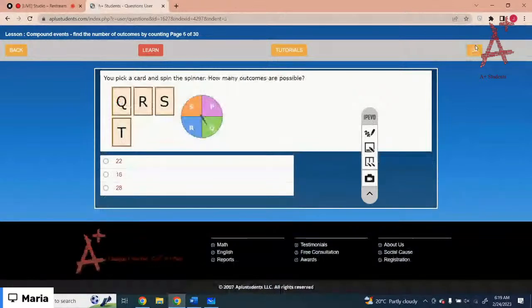Okay, the next one is you pick a card and spin the spinner. How many outcomes are possible? So the outcomes for cards is 4, and the outcomes for the spinner is 4. So the total outcomes are 4 times 4, which makes 16. That means the total outcome is 16. Got it?